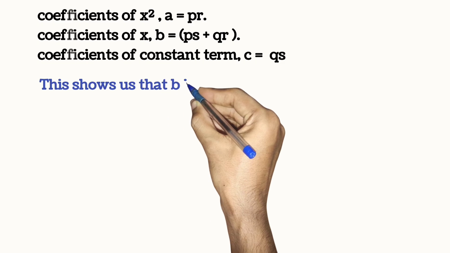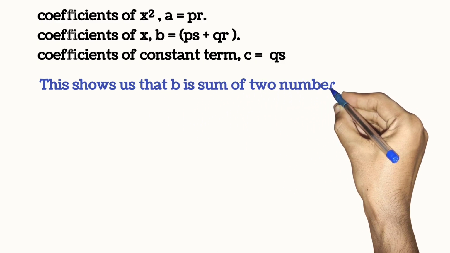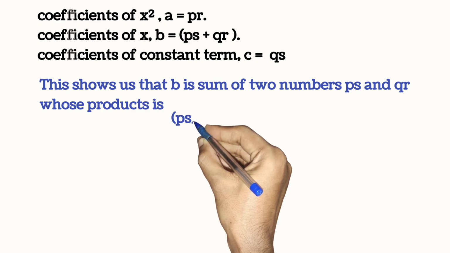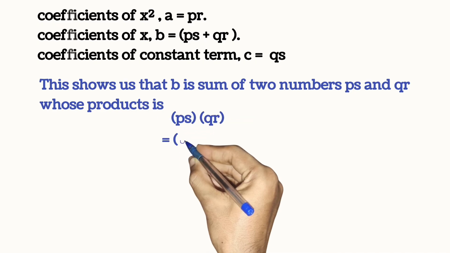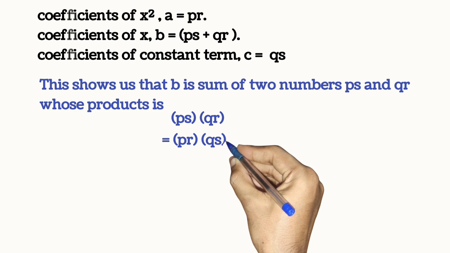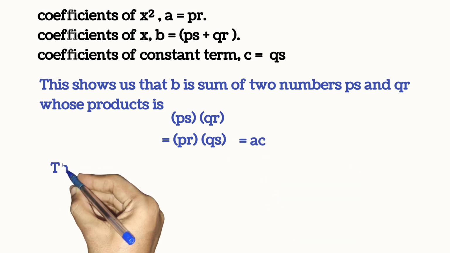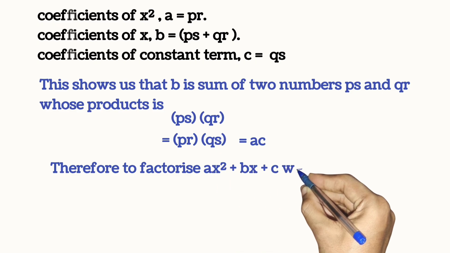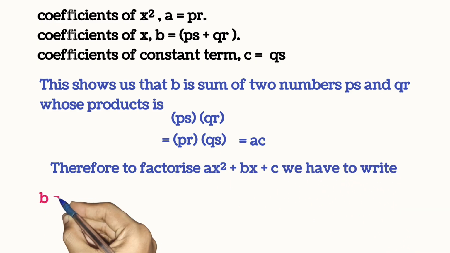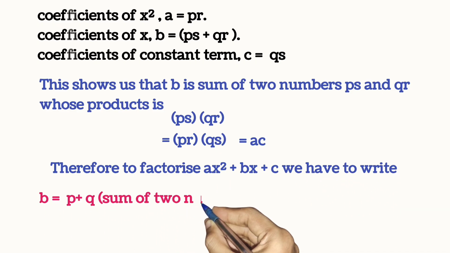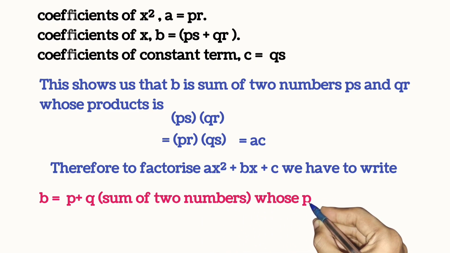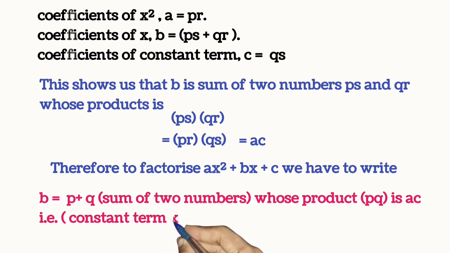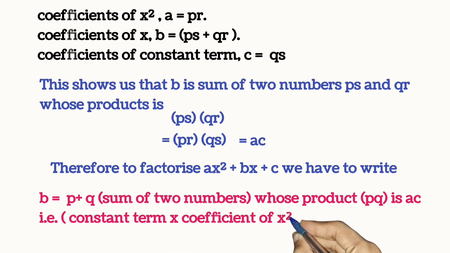This shows us that b is the sum of two numbers ps and qr whose product is ps into qr. Now rearranging, we get pr into qs equal to a into c. Therefore, to factorize ax square plus bx plus c, we have to write b as p plus q, the sum of two numbers whose product pq is ac, that is the constant term into the coefficient of x square.